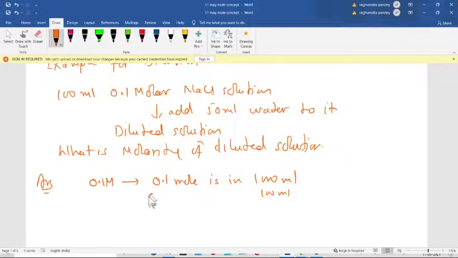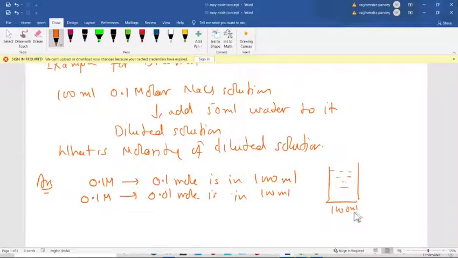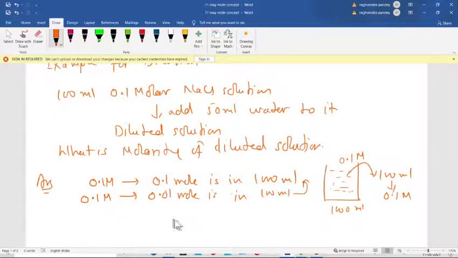How much is in 100 ml? 0.01 mole. 0.01 mole is in 100 ml, and this is also a 0.1 molar solution. Molarity does not change. Suppose this is a 1000 ml solution. Its molarity is 0.1 molar. You take out 100 ml out of it, so its molarity will also be 0.1 molar only, because 0.01 moles are in 100 ml. So from here to here, if we go 1000 ml of 0.1 moles, that is your molarity.